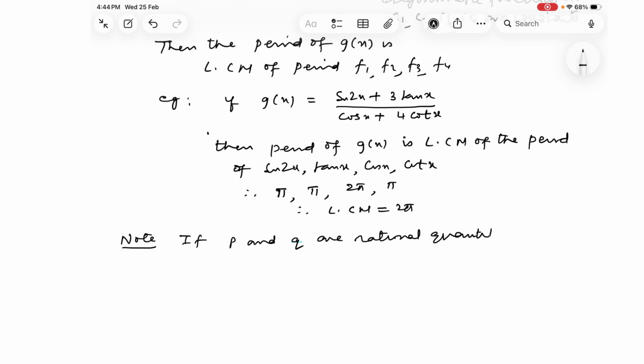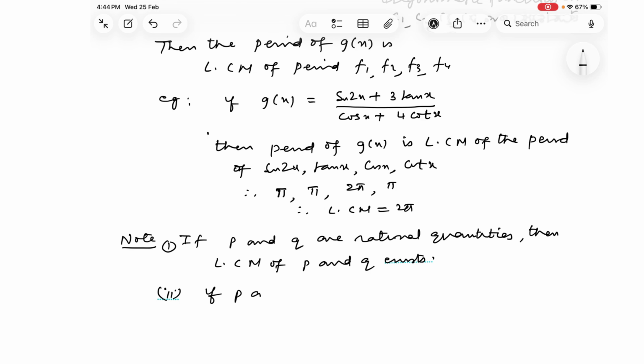Important note points. If P and Q are rational quantities, then the LCM of P and Q exists. First point in this note.